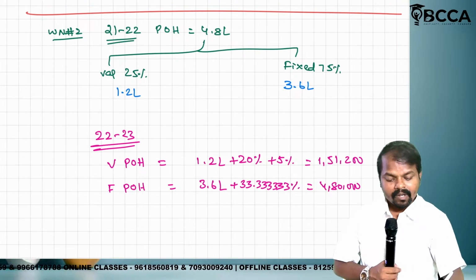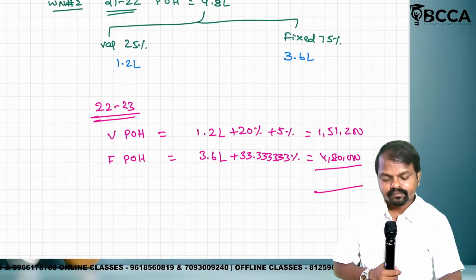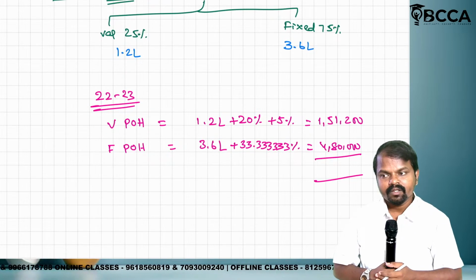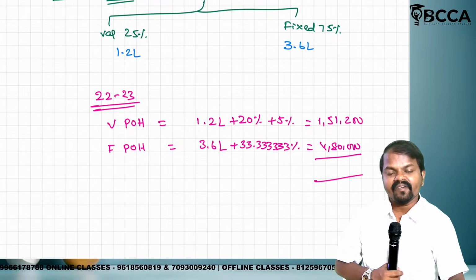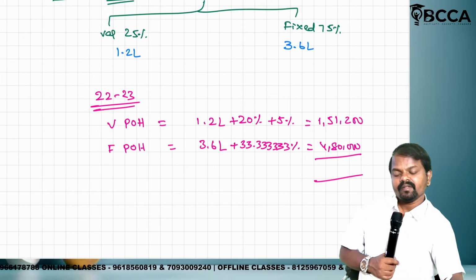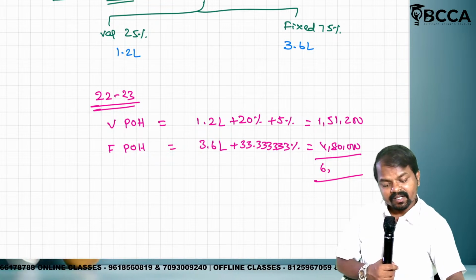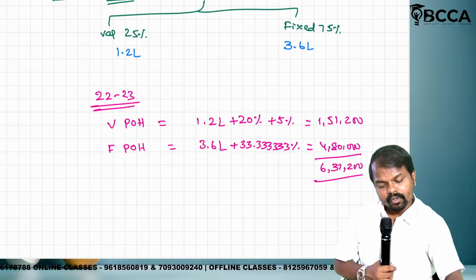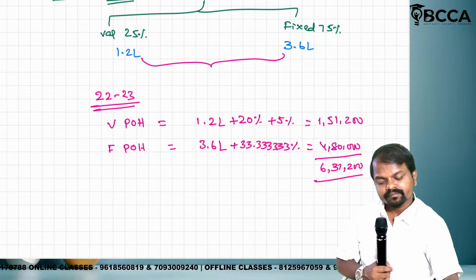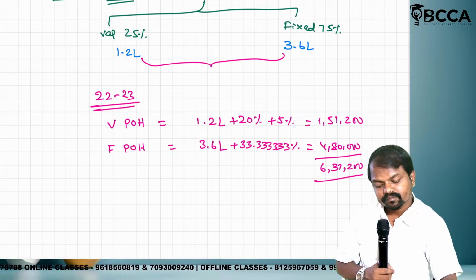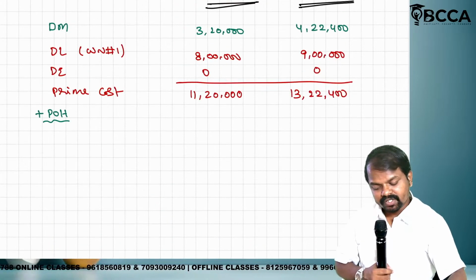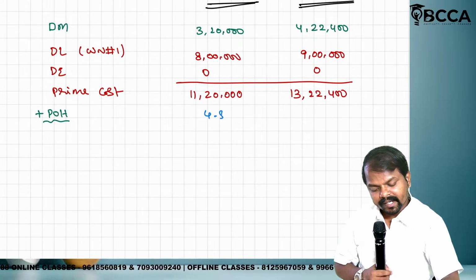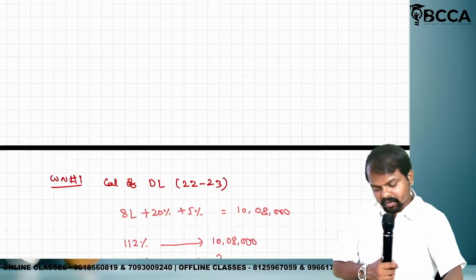Correct? What is the POH? 4,80,000 plus 151,200. 6 lakh. 4 lakh. Now POH is equal to 4,80,000. We will write. Correct?